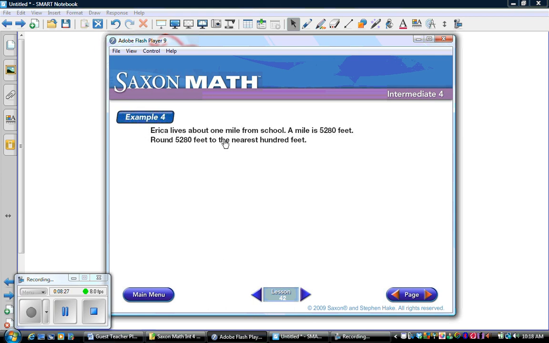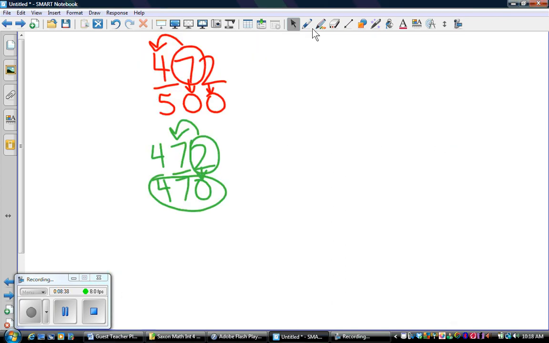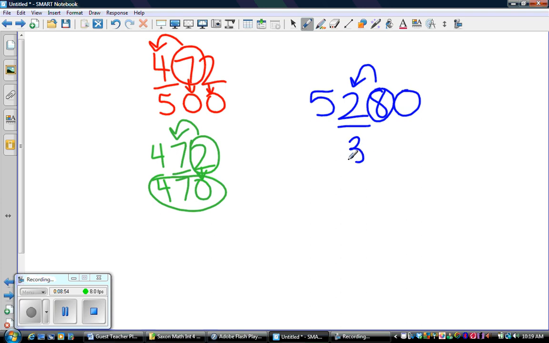Example 4, Erica lives about 1 mile from school. A mile is 5,280 feet. Round 5,280 feet to the nearest 100 feet. 5,280 feet. And they said to the nearest 100. What's in the hundreds place? It's the 2. Now immediately circle. The 8 tells us what to do to the 2. Go up or stay the same? It should go up, okay?